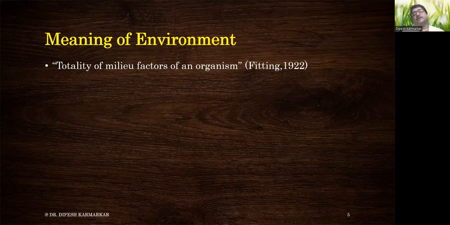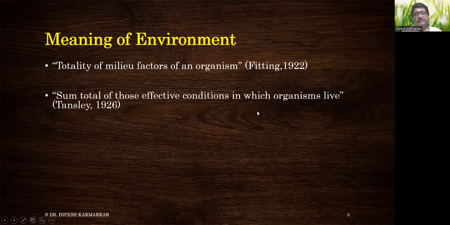You're also surrounded by certain things of which we are otherwise not very conscious. For example, there is light all around. There are so many dust particles floating in the air around us. All these put together are a part of environment, right? So it's a totality of milieu factors of an organism. That is how Fitting defines it in 1922. Tansley in 1926 defines environment as the sum total of those effective conditions in which organisms live.